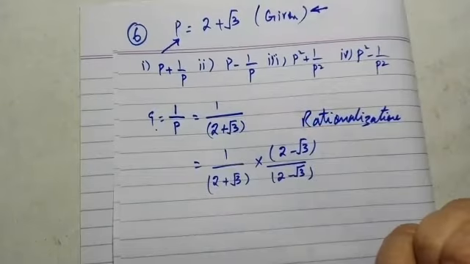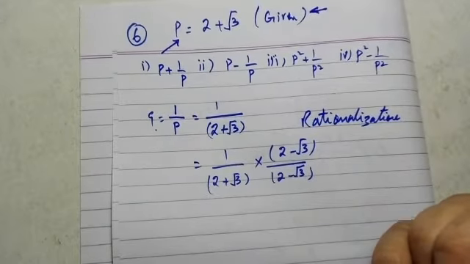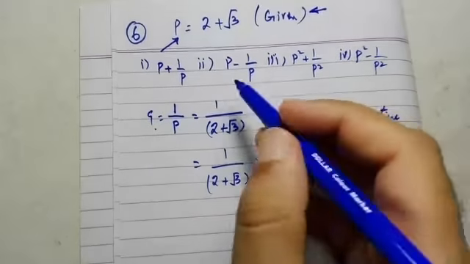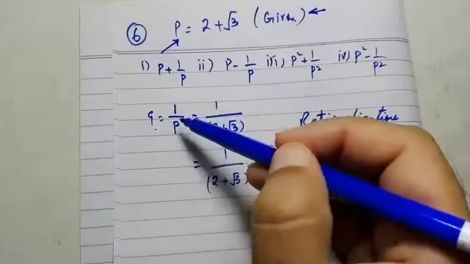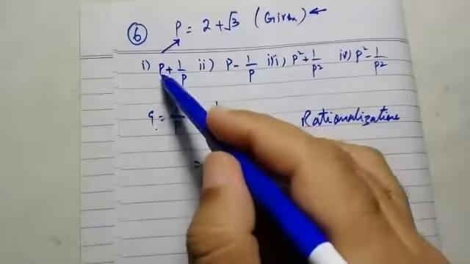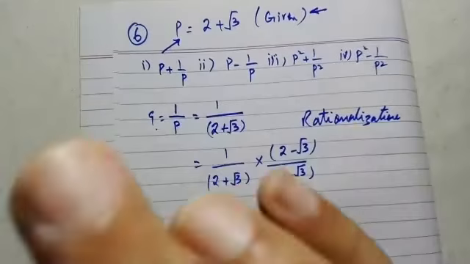Sir, can we first write the value of p, 2 plus square root 3, and after that do 1 over p? No, you have to first find the value of 1 over p. You will simplify it and then use the values of p and 1 over p. You will write it separately.